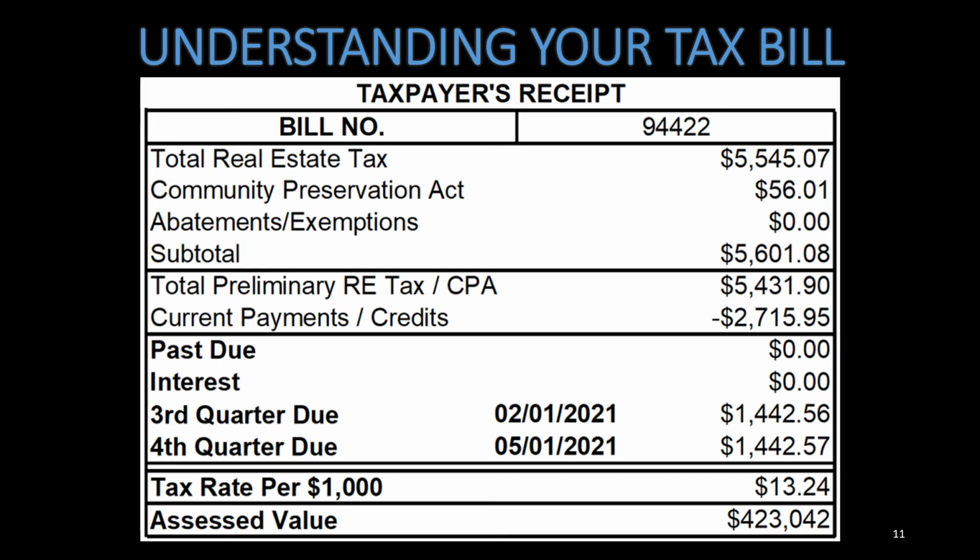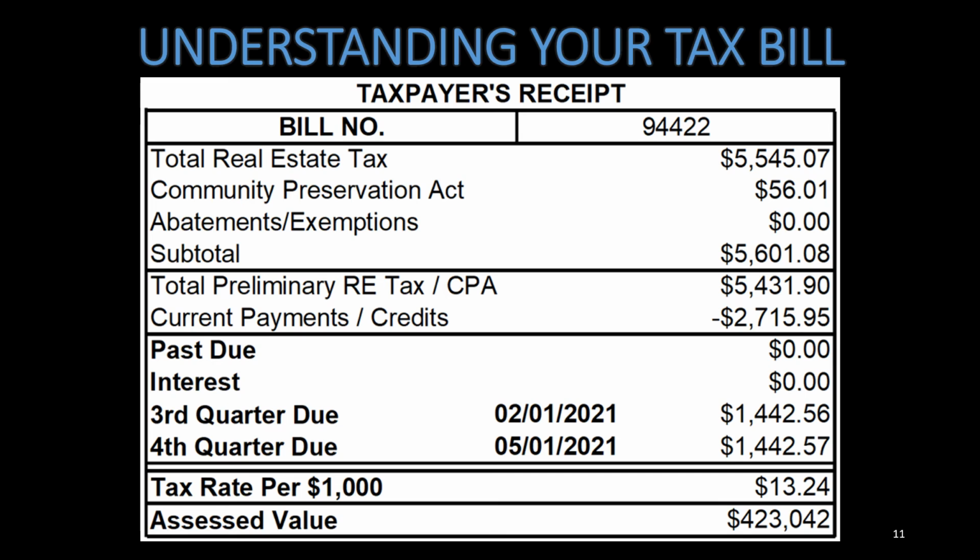Below that is shown what your total preliminary real estate tax and Community Preservation Act surcharge was, and what your current payments and credits were. The $54,3190 was the original preliminary real estate tax computed in July, and assuming that you made your tax payments on time, you would have paid half of that, or $27,1595.